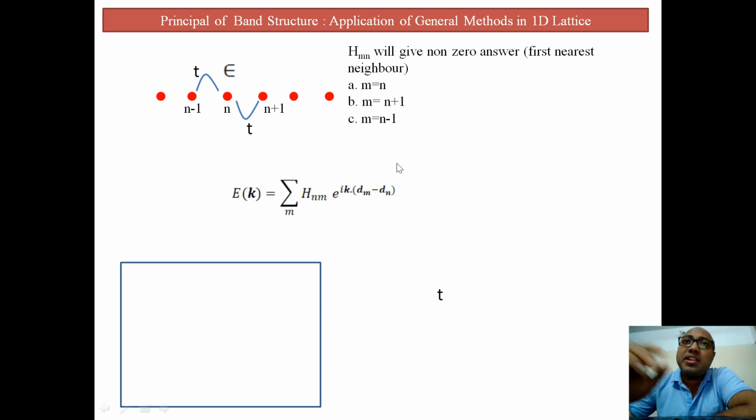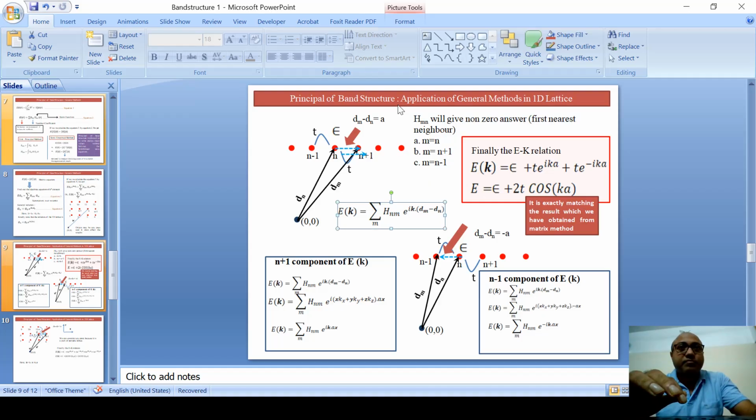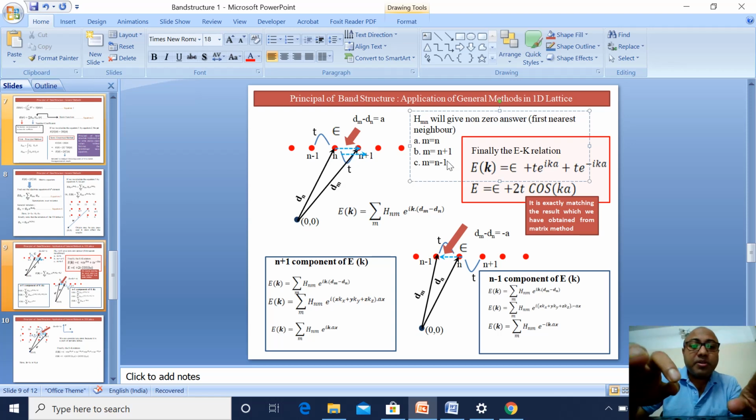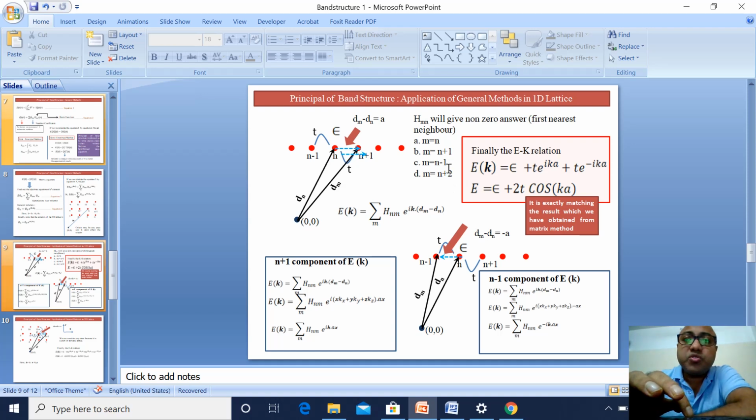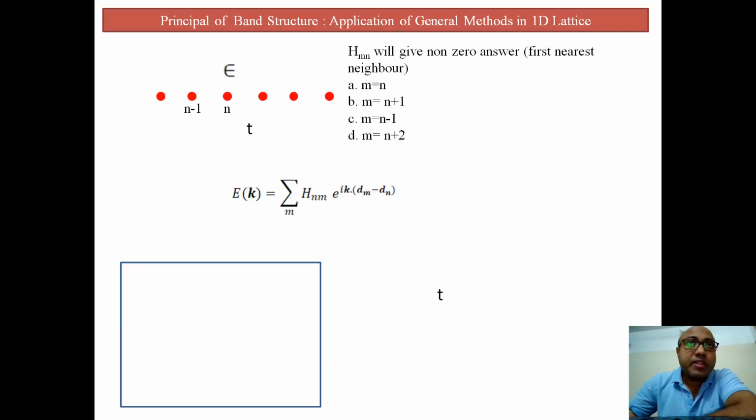We don't need, although maybe there is another component you can consider, like M is equal to N plus 2. But we should not consider this. N plus 2 means, so this is N and you are considering these atoms, this is N plus 2: 1, 2. So this atom is 2, and that is actually far away from N.